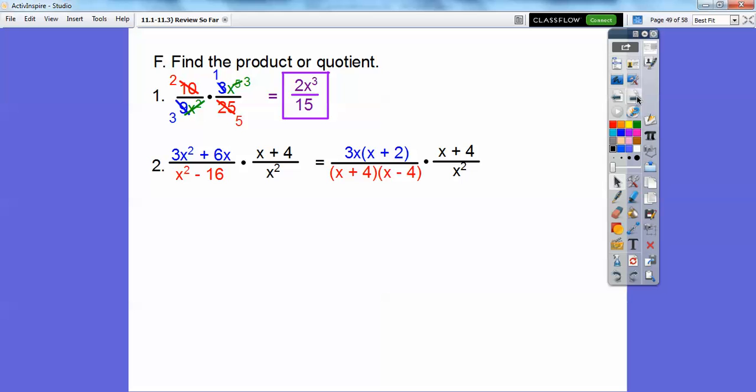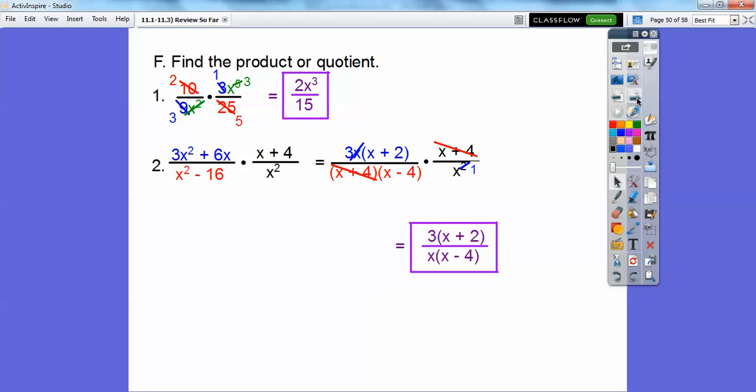So when we cancel all those, we're left with 3 quantity x plus 2 over this x, and we always write this first, you guys. This x, the singletons always go first, so the 3 goes first. That's a singleton, and the x is all by itself. It's a singleton. They always go in the front, and then the x minus 4.